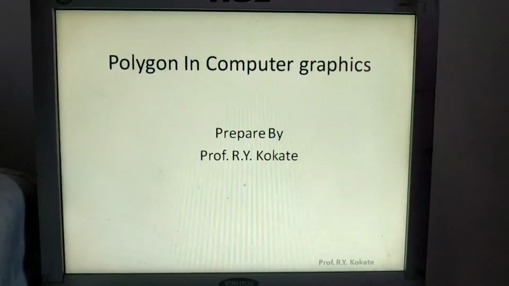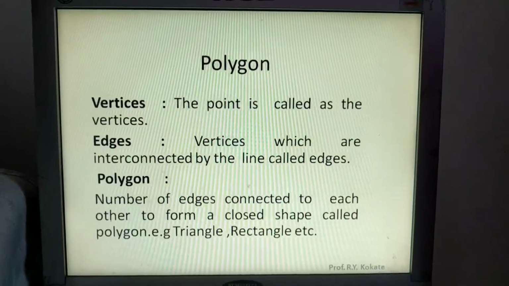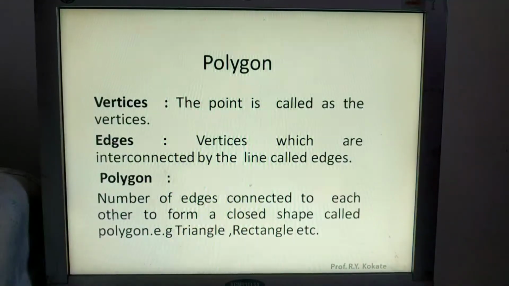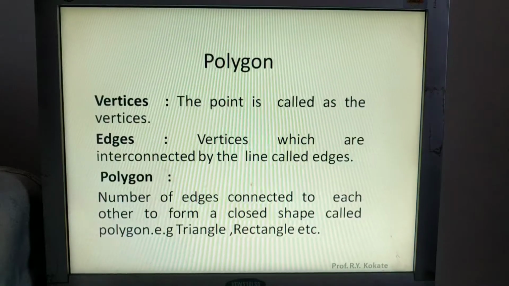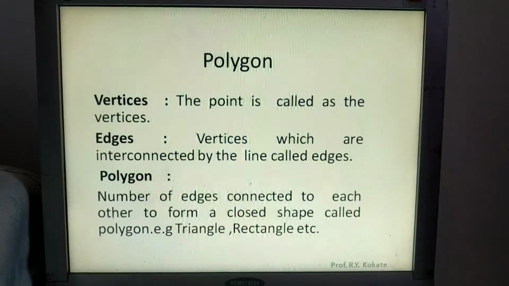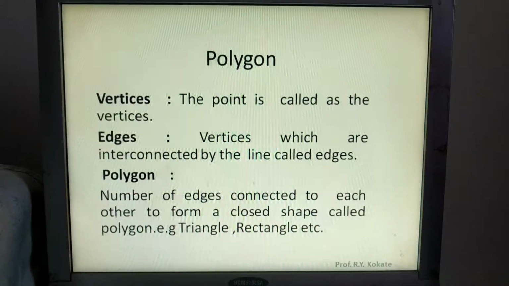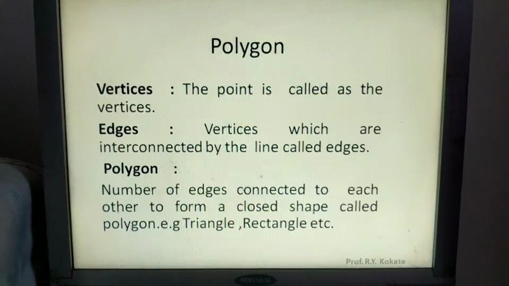In this lecture, we are going to study polygon in computer graphics. First, what is vertices? The point is called as vertices. Second, edges. Vertices which are interconnected by the line are called as edges. Third, polygon. Number of edges connected to each other to form a closed shape is called as polygon.